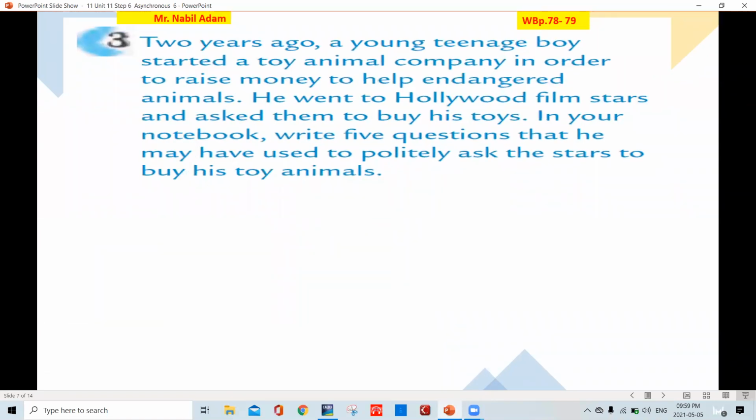Now, exercise number three. 2 years ago, a young teenage boy started a toy animal campaign in order to raise money to help endangered animals. بيقول لك منذ عامين شاب بدأ حملة أو بدأ شركة لصناعة ألعاب على شكل حيوانات. عمل مشروع عشان يعمل إيه بحيوانات لعب الأطفال. In order to raise money to help endangered animals.